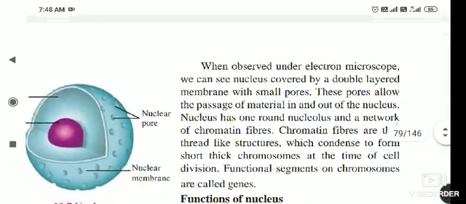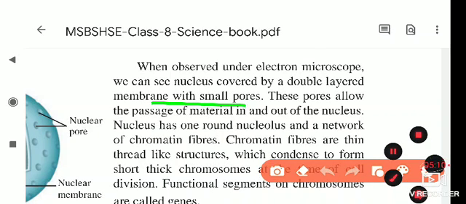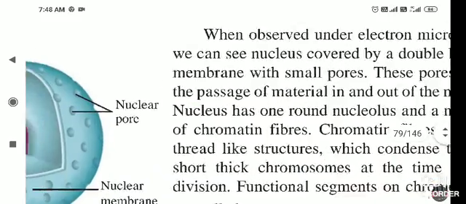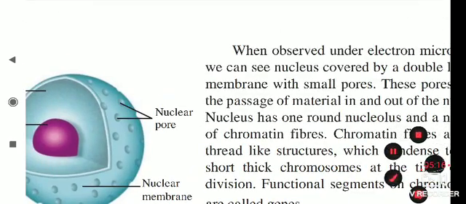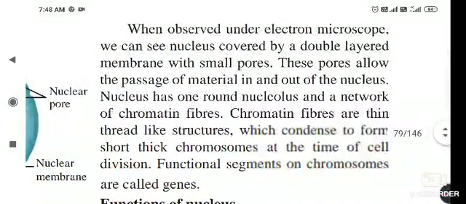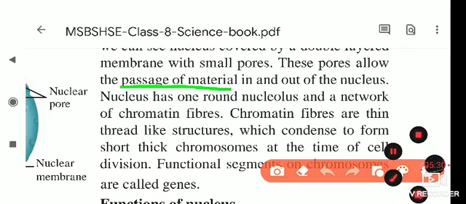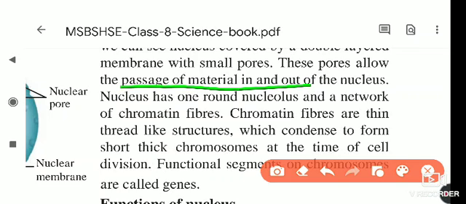Now, when observed under the electron microscope, you can see the nucleus covered with a double-layered membrane with small pores. Here is the double-layer membrane, and it has pores on its membrane. These pores allow the passage of material in and out, as I just told you, through the nuclear pores.